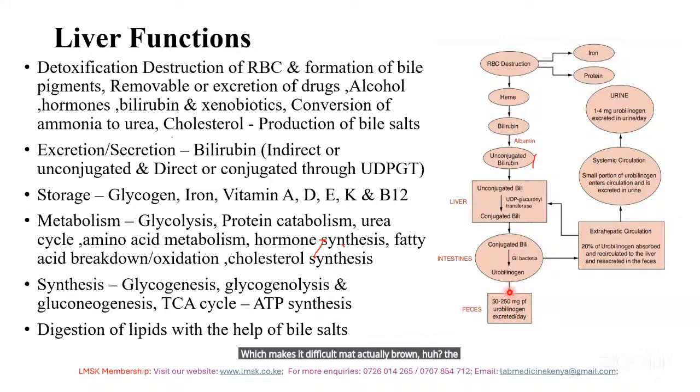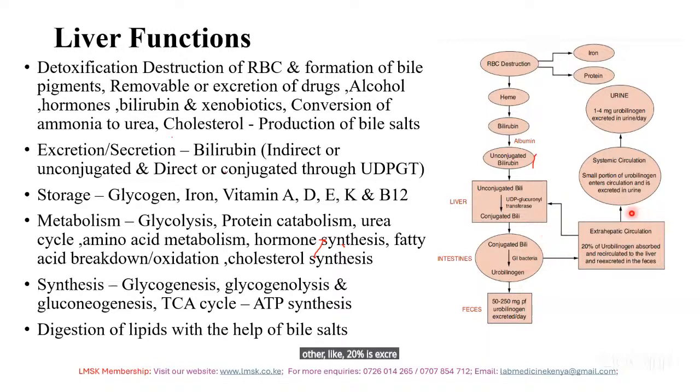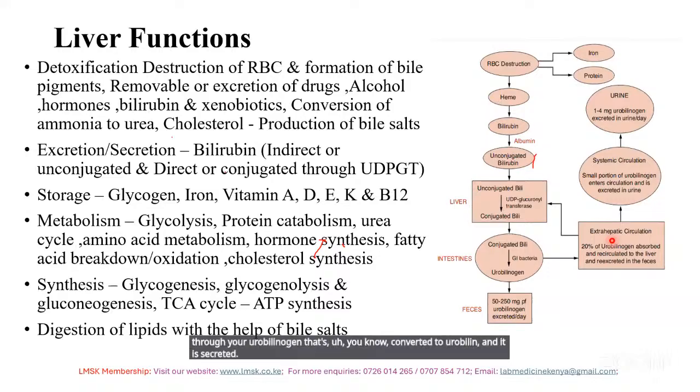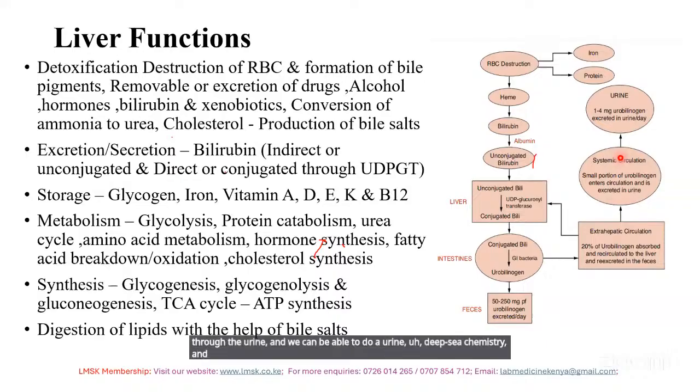The stercobilin and stercobilinogen are excreted by the feces. Other, like 20%, is excreted via the urinary tract system through urobilinogen that's converted to urobilin, and it is excreted through the urine, and we can do a urine dipstick chemistry, and we can detect the presence of that particular component of bilirubin.